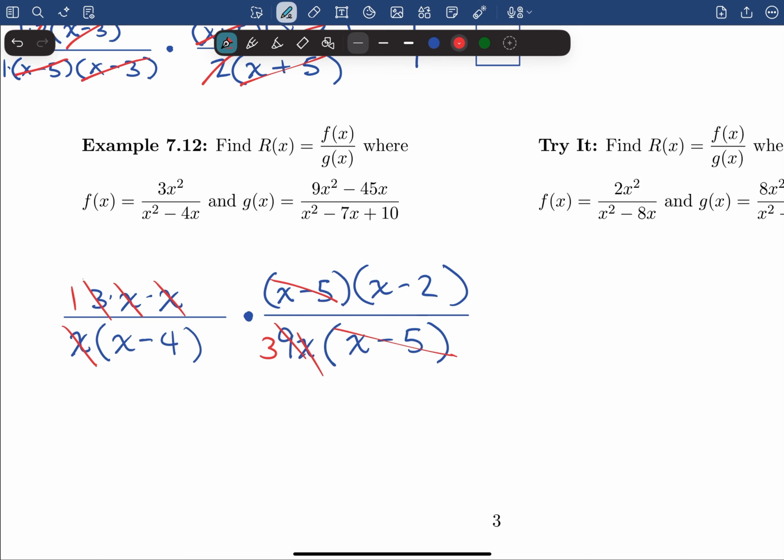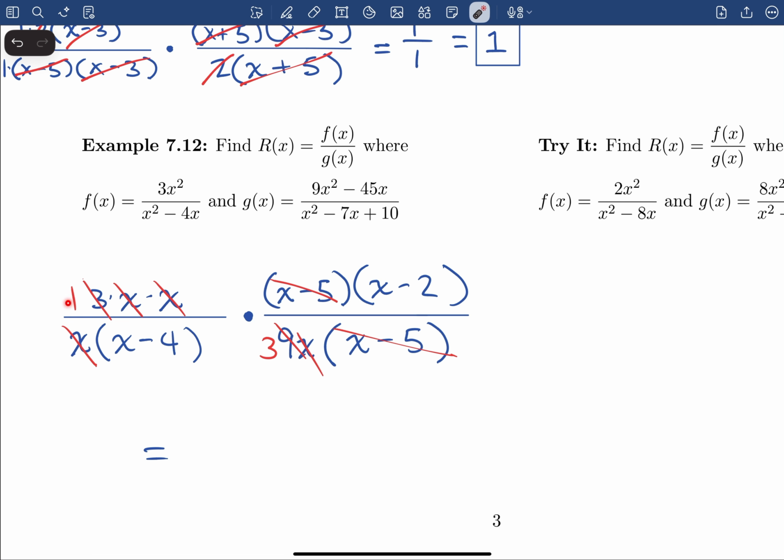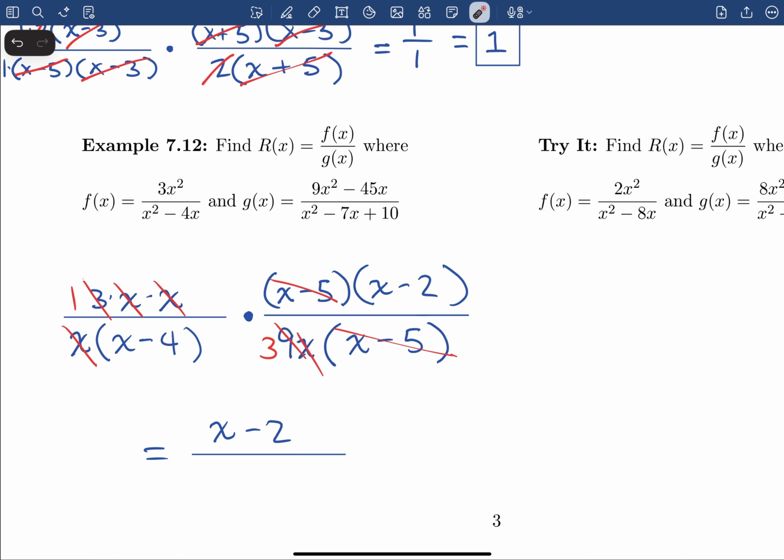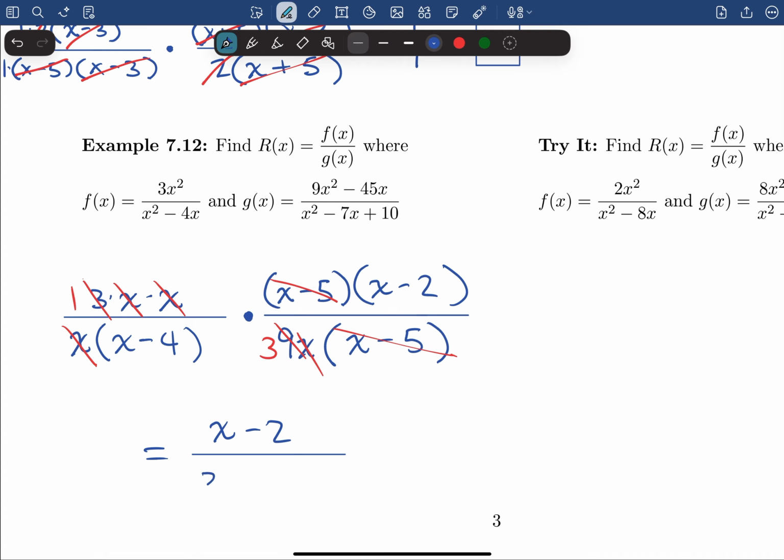And so I will write my final simplified answer. It's 1 times x minus 2 on top, which I'll just write as x minus 2. And what's left on bottom is x minus 4 times a 3. I'll write the 3 first. That's always good to do, to write the coefficient 3. The factor is just a numerical value, and I'm multiplying that with x minus 4. And that's my final result.